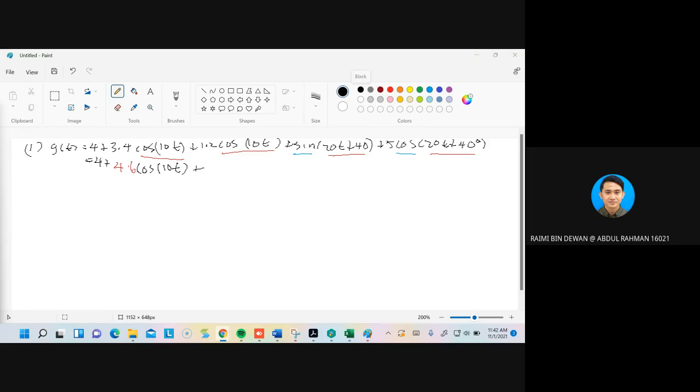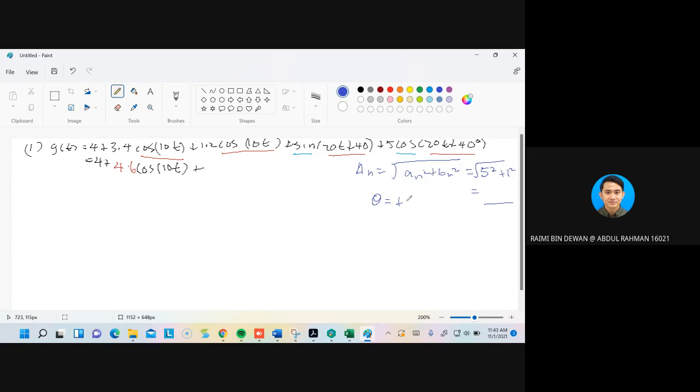So now you have a_n. Maybe you can use different colors. a_n equals square root of a_n squared plus b_n squared, which is here. a_n is your 5 and b_n is your 1. So what is the answer here? Can somebody help me? And then you have 10 theta. Anyone can answer here? What is the value?